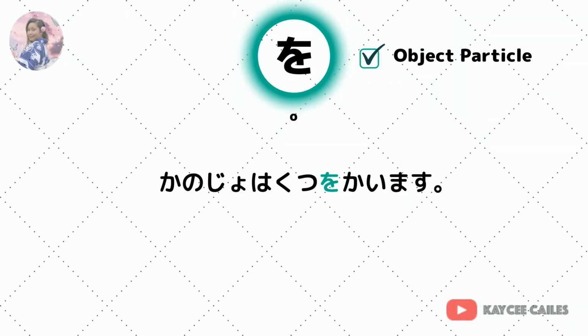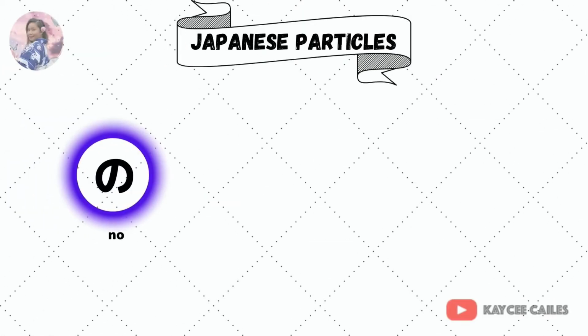Another example is 彼女は靴を買います. 彼女, which means she, is the subject, followed by wa. The object is kutsu, which means shoes, followed by o. And then the verb is 買います. 彼女は靴を買います. She buys shoes.